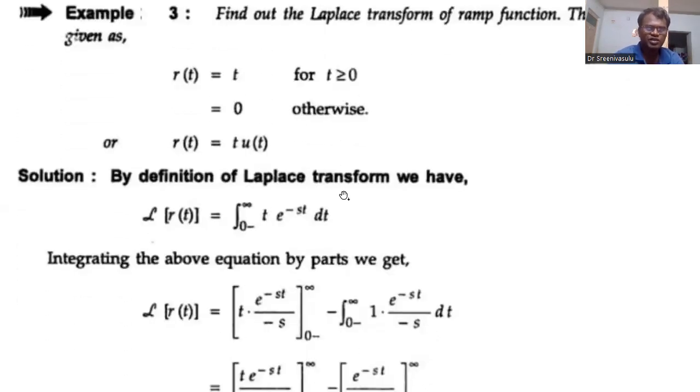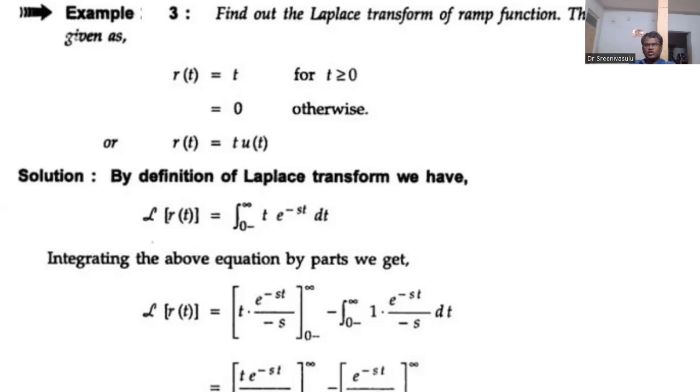Next, you see another standard signal. What is this one? Find out the Laplace transform of the ramp signal. You know about ramp. Ramp signal means, if we see in mathematical form, r of t is equal to t for time t greater than or equal to 0, and it is 0 otherwise.